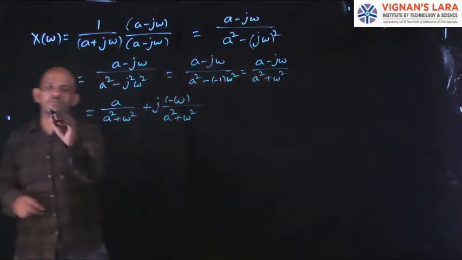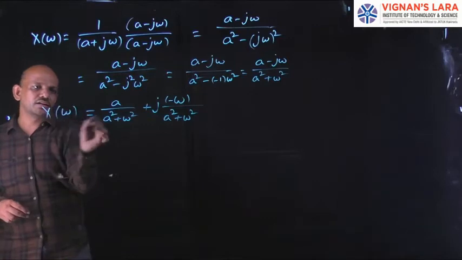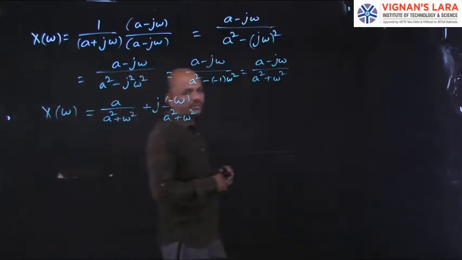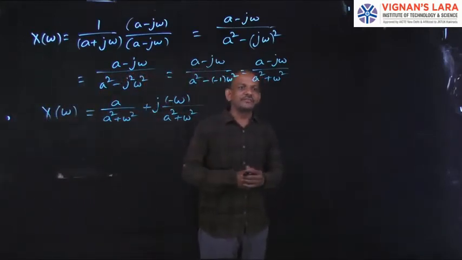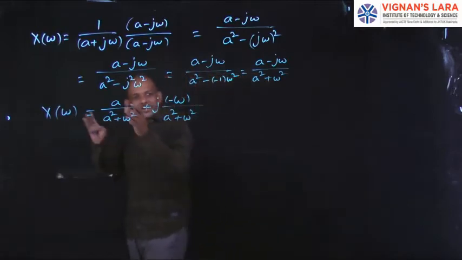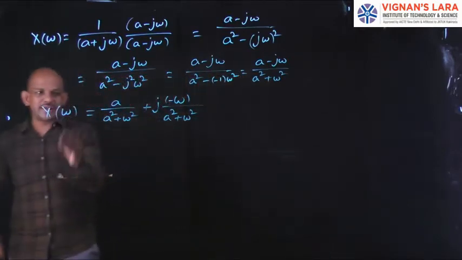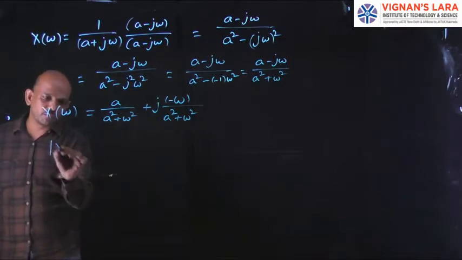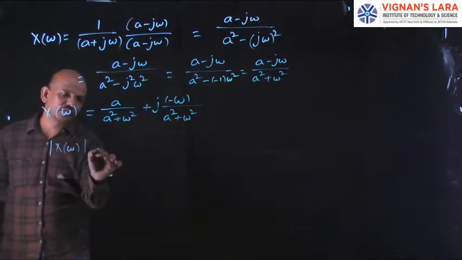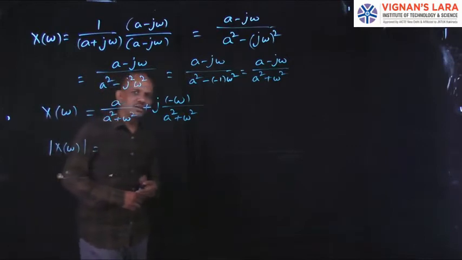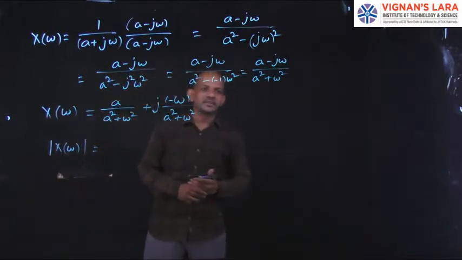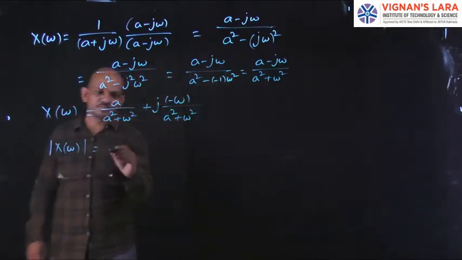Now this is the value of our X of omega. Now I got the real part and imaginary part. So from this I can find out the values of magnitude of this one and phase of this one. So first I will go for the magnitude. So the magnitude, how can I find out? So now mod of X of omega, that will be equal to square root of real part square plus imaginary part square.